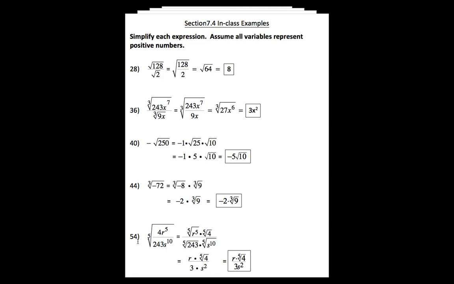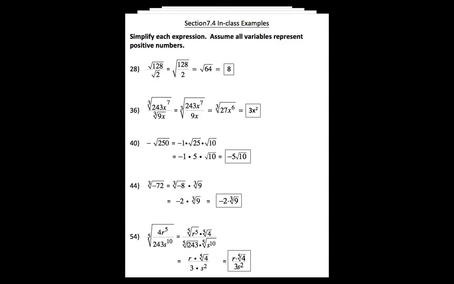And then for number 54, we have to split that into perfect fifth roots. So in the numerator, first of all, notice we split the one radical into two separate radicals. And in the numerator, the fifth root of r to the fifth is a perfect fifth root. The fifth root of 4 is not simplifiable. In the denominator, the fifth root of 243 is a perfect fifth root, and the fifth root of s to the 10th is also a perfect fifth root.